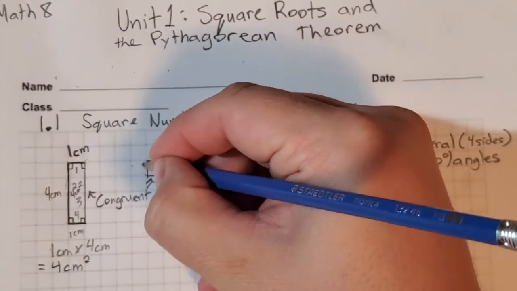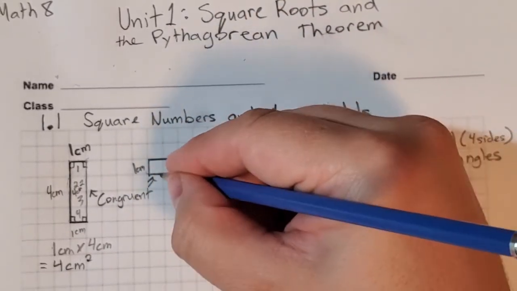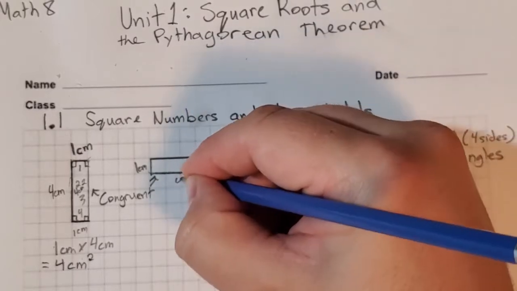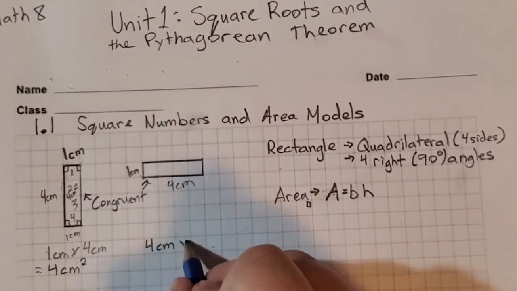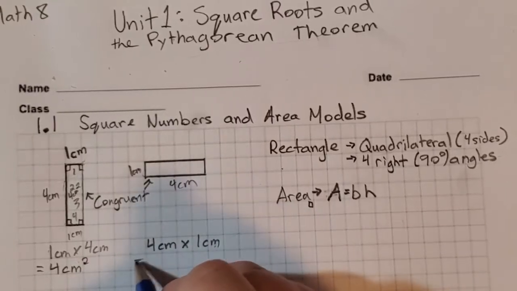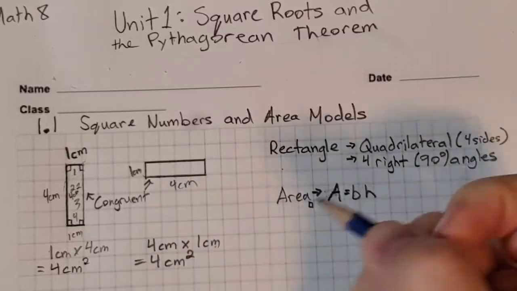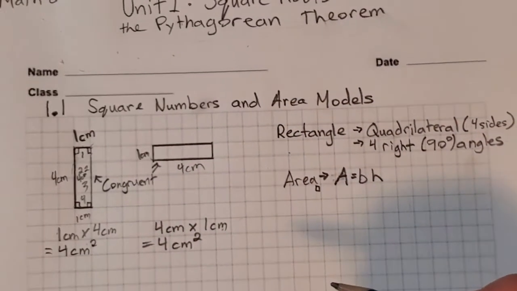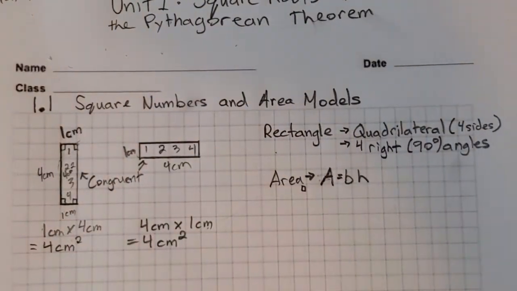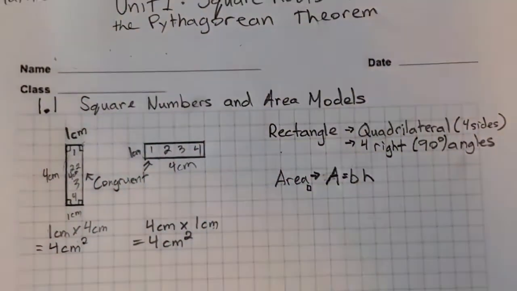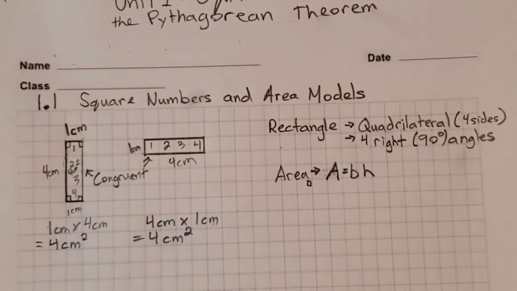So here we have one high, 1 centimeter, and then our base is 1, 2, 3, 4 centimeters. So this would be 4 centimeters times 1 centimeter, which equals 4. Centimeters times centimeters is centimeters squared. So right there, we have two congruent shapes. They're the same shape and they have the same area. We're going to use this idea of square units in a moment.